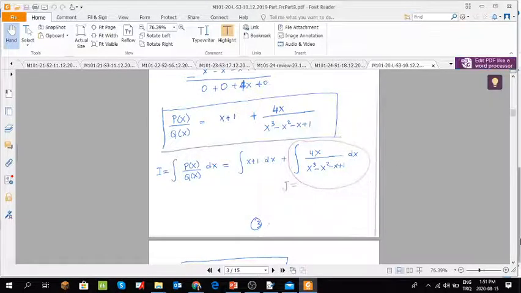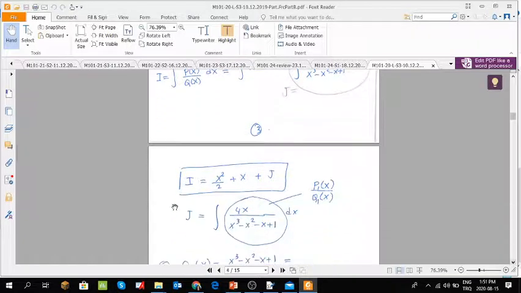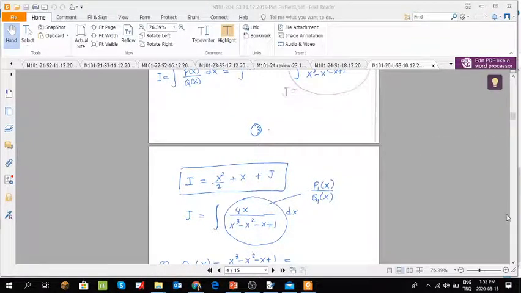We call this J. So our integral I is this plus J. So we need to find J. J is in the form of p1 over q1. It's a rational function again, of course.